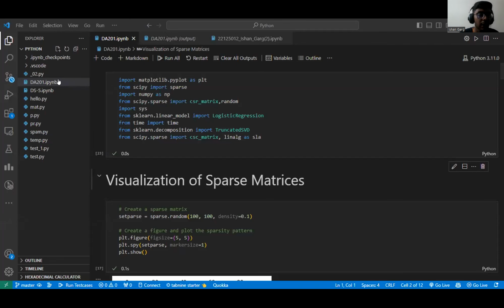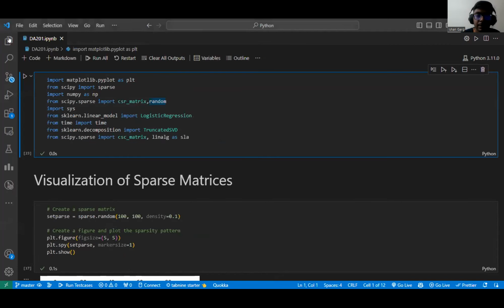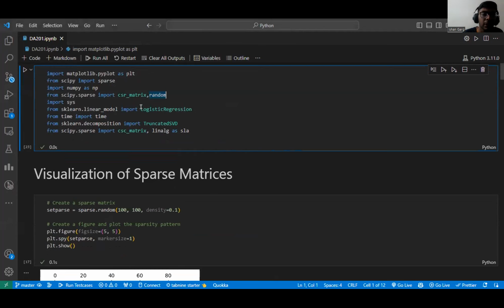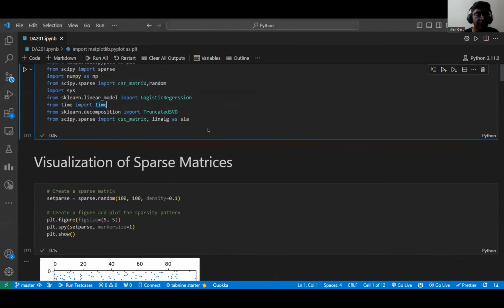So now let's have a look at the code. First we are importing all the libraries that we need. Matplotlib as PLT. We are importing sparse from SciPy, NumPy, CSR matrix, random, sys, logistic regression, time, truncated SVD, CSC matrix, SLA. SLA is nothing but for SuperLU.